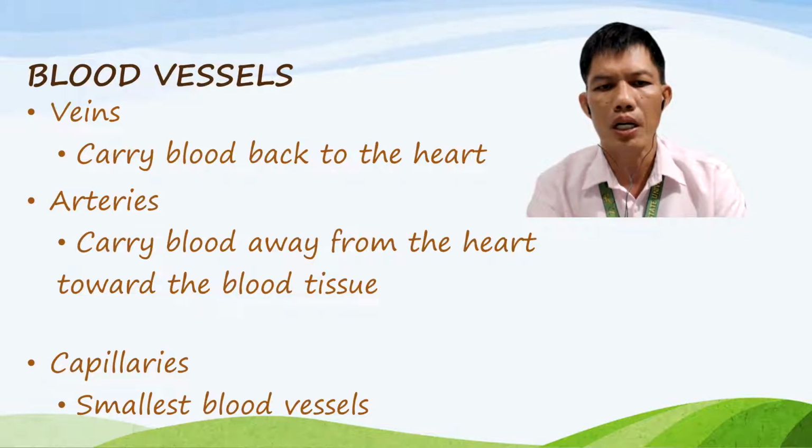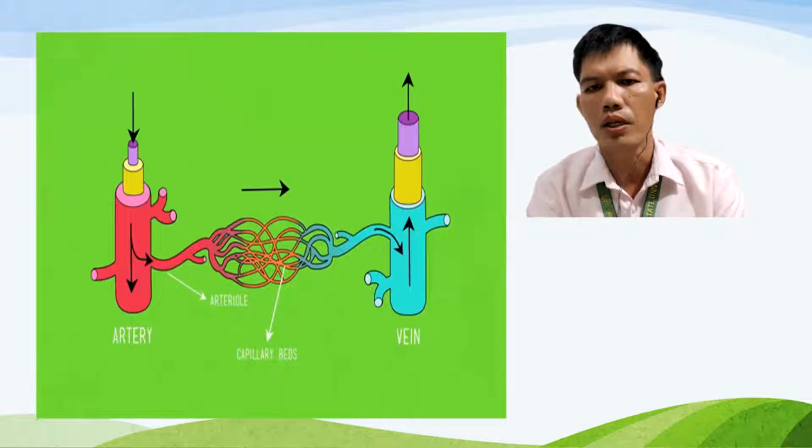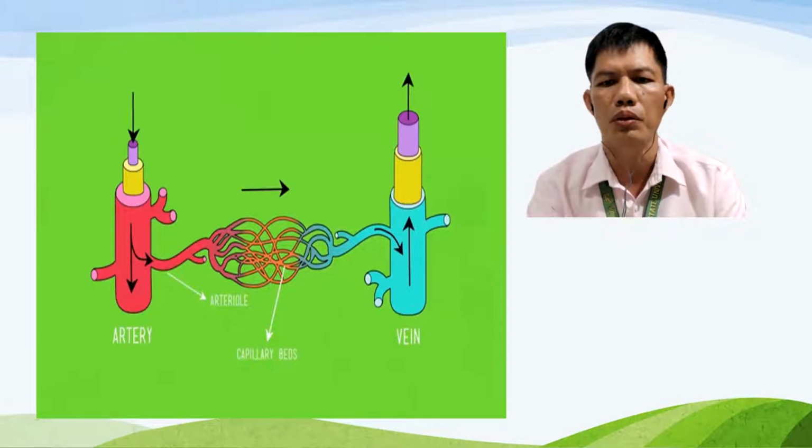While the capillaries are the boundaries between the veins and the arteries, or the smallest blood vessels. So here is the illustration. The capillaries are in the middle, while the artery, which carries the oxygen-rich blood being pumped by the heart, is colored red, while the vein carries the oxygen-poor blood. That's why it is colored blue.